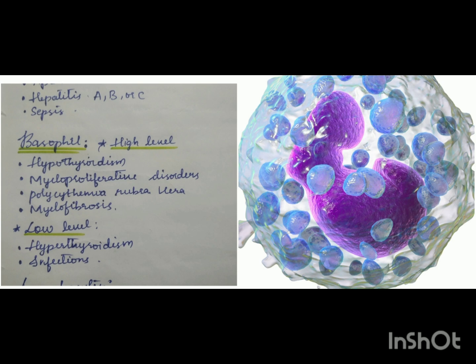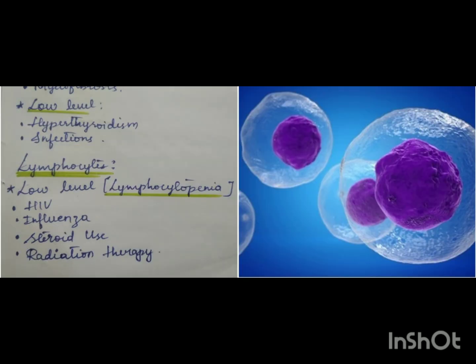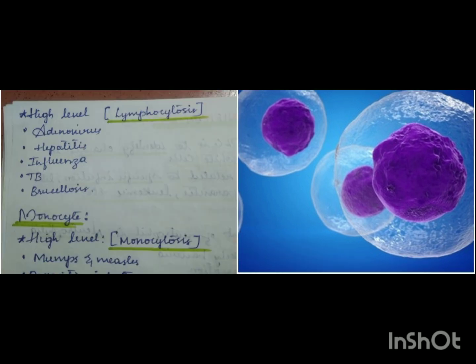Basophil. In high level, they are seen in hypothyroidism, myeloproliferative disorder, polycythemia rubra vera, myelofibrosis. In low level, hyperthyroidism, infections. Lymphocytes. In low level, it is known as lymphocytopenia. HIV, influenza, steroid use, radiation therapy. In high level, it is known as lymphocytosis. They are seen in adenovirus, hepatitis, influenza, tuberculosis, brucellosis.